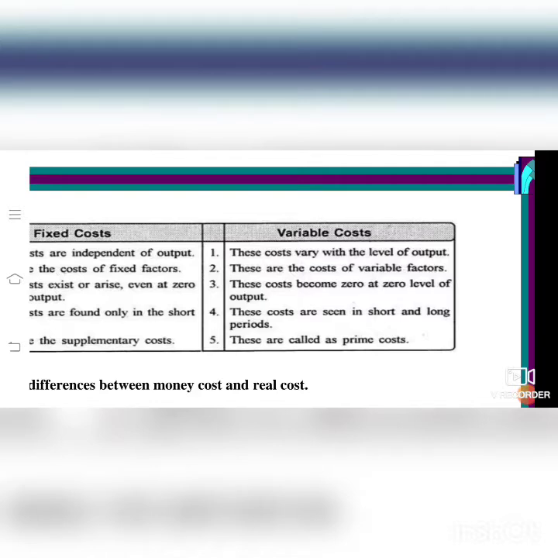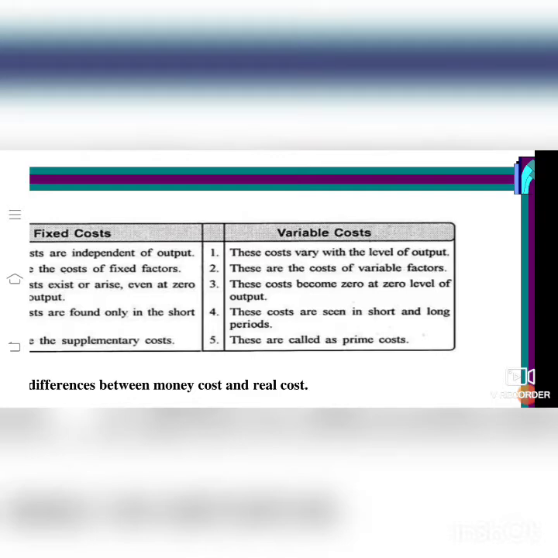Cost means the expenses. These are the costs of variable factors. They don't have fixed factors, it is variable factors. The land, labor, capital vary. These costs become zero at zero level of output. Here you see, even at zero output, it will come to zero.